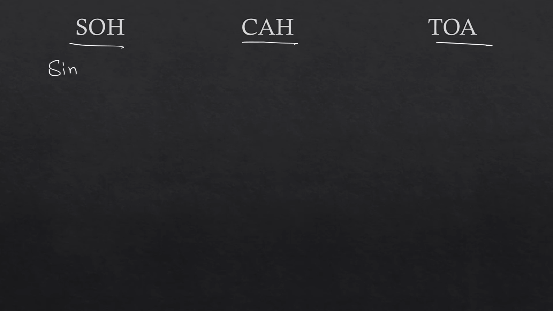SOH stands for sine. Sine of the angle is going to be equal to opposite side over the hypotenuse. Similarly, CAH stands for cosine, or in short cos. Cos of the angle is going to be adjacent side over the hypotenuse. And TOA stands for tangent, or in short tan. This ratio is going to be equal to opposite over adjacent.